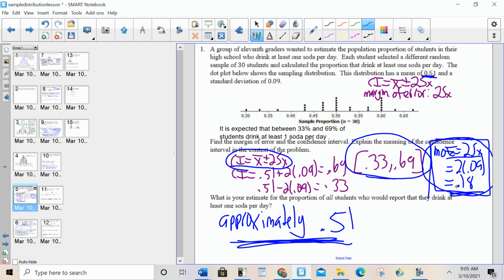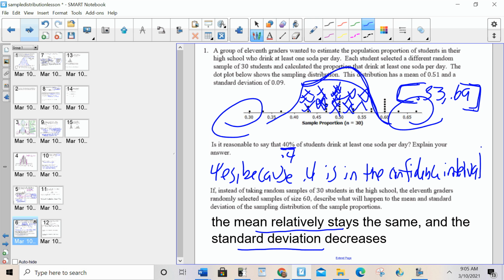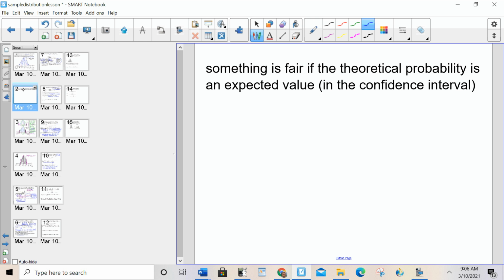The sample mean approximates the population mean. So if 0.51 of my sample drink at least one soda, then approximately 0.51 out of everybody will drink at least one soda. If I want to know if a value is expected or plausible or reasonable, I need to determine if it's inside the confidence interval. And the last thing we talked about, if I want to know if a coin or a spinner is fair, if the theoretical probability is an expected value, if it's in the confidence interval, then it's fair. If it's not, then it's not.